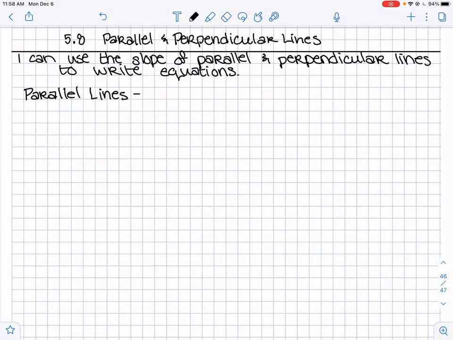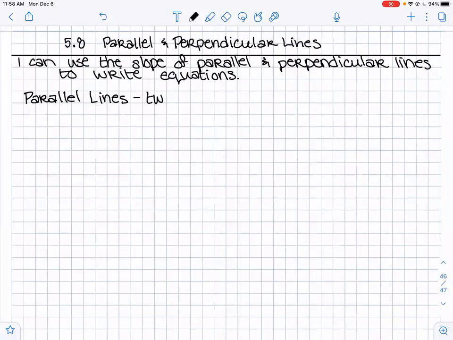What does it mean if two lines are parallel? They never touch. So two lines that never intersect. Does anybody know why they never intersect?